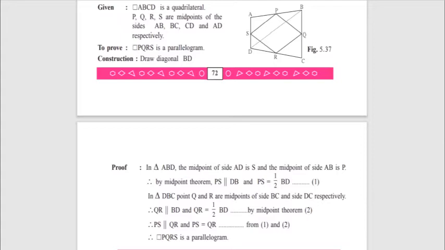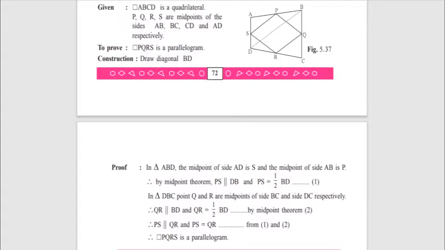In triangle ABD, S is the midpoint of side AD and P is the midpoint of side AB. Therefore, by midpoint theorem, PS will be parallel to the third side, which is DB, and PS is equal to half of the third side, which is BD. So you get PS is parallel to DB and PS is equal to half of BD. Take this to be equation number 1.